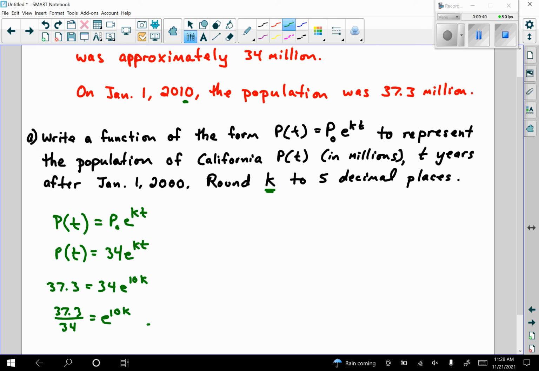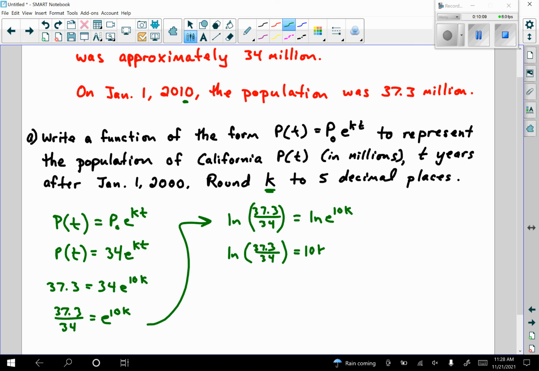I'm going to continue over here. And just like the last problem, we're going to take the natural log of both sides. Again, I do not want to get this value yet. If we round somewhere in the middle of our problem and then we round again at the end, our answer is going to be a little off. So we don't want to do any rounding until the very end. So now we just have the natural log of 37.3 over 34 is now just going to equal 10k. So k is going to equal this natural log value divided by 10.